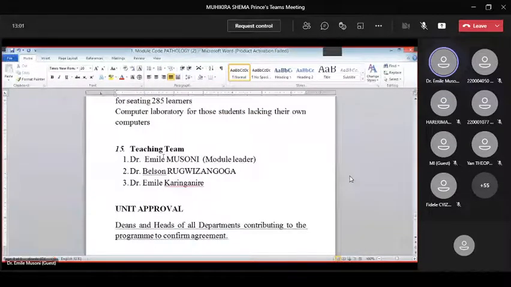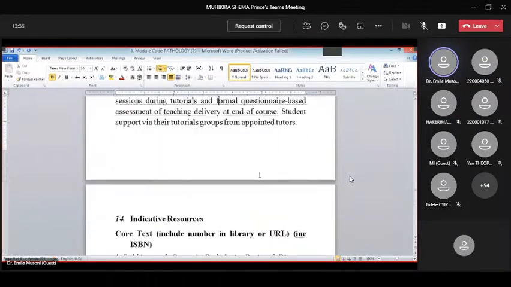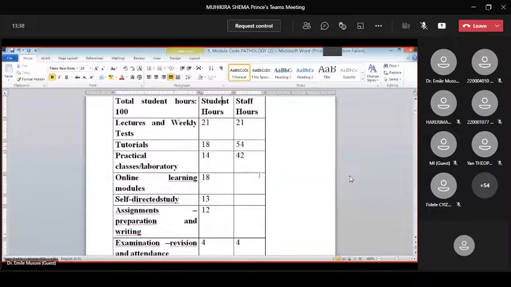So for the teaching team, there will be me, Dr. Muson Emir. There will be Berson Guzangoga. Dr. Emir Karingan is not available now, but he will be replaced by Dr. Mugabe Fiacre, who is at the Rwanda Military Hospital. Me and Berson we are together at Seashika. So in summary, this is the module presentation.